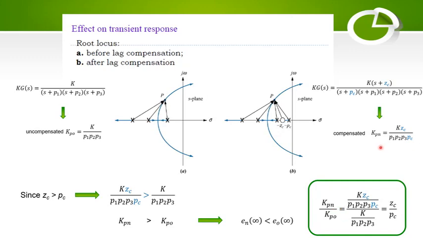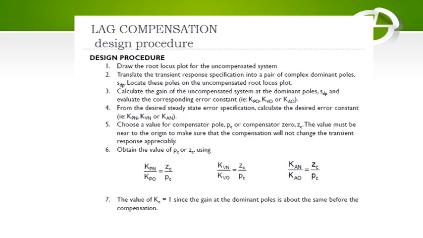If you divide the expression of Kp nu over Kpo, you can cancel out the k, P1, P2, P3, leaving you with Zc over Pc. This equation we will use later in the design procedure for lag compensator. To design a lag compensator using root locus, we will follow this procedure. There are 7 steps here, and I will demonstrate how to go through this procedure using an example in the next slide.